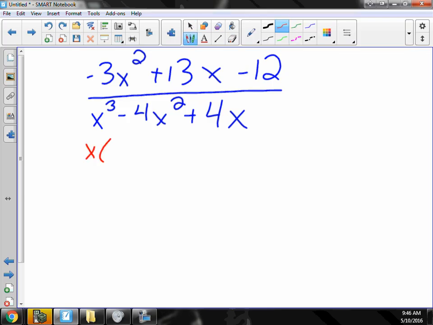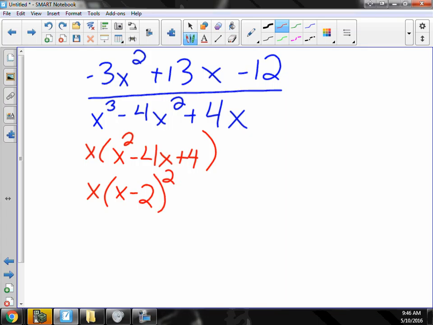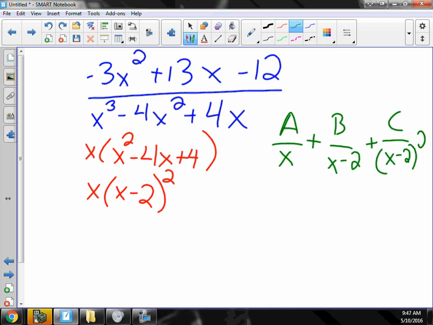So I end up with x times x squared minus 4x plus 4, which is x times x minus 2 and x minus 2. So it's actually x minus 2 squared. So now I have two unique linear factors. How many partial fractions am I going to have? 3. So my first partial fraction is the x. So A over x plus B over x minus 2 and C over x minus 2 squared.